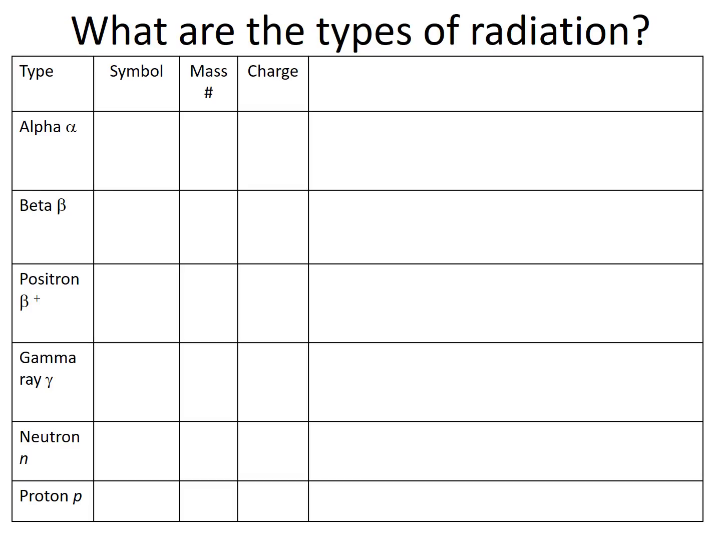So what types of radiation are there? There are the ones that are based on the first three letters of the Greek alphabet: alpha, beta, and gamma. And there are also some other types of particles that can be radiation as well: positron, neutron, or maybe a proton. So let's look at some information on each one of these.